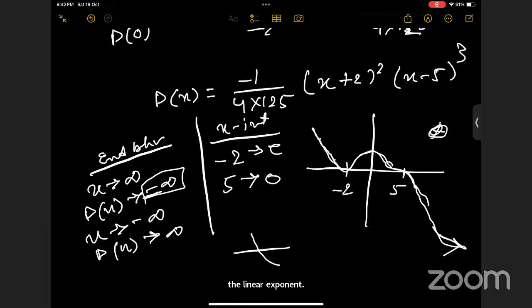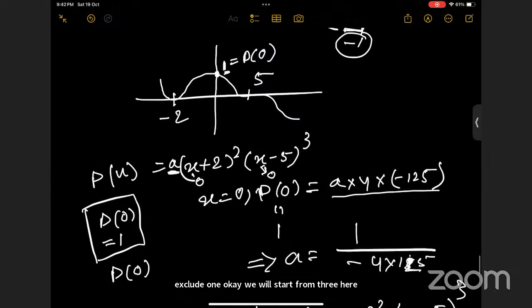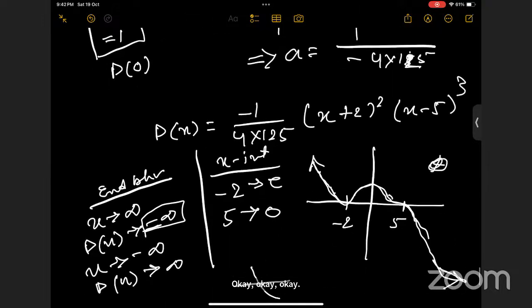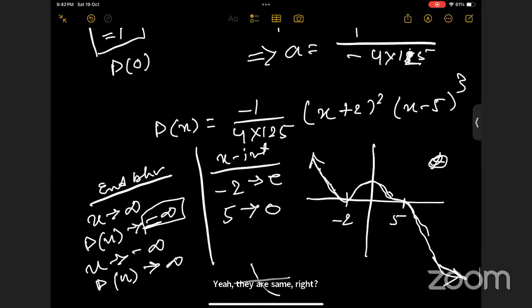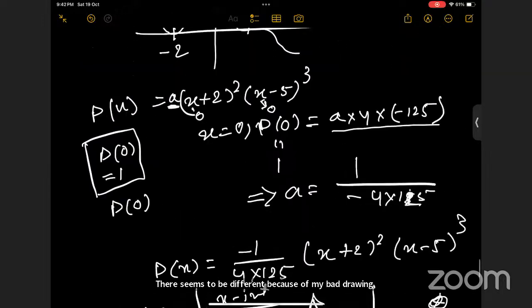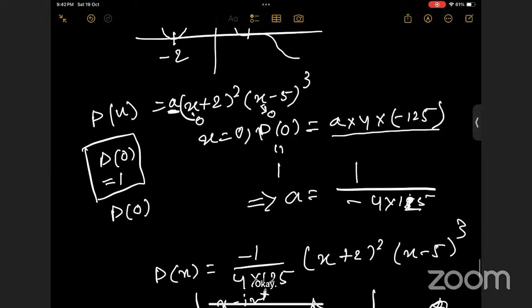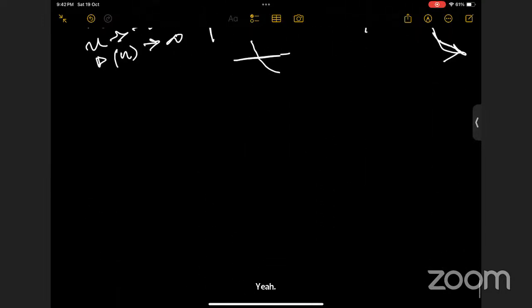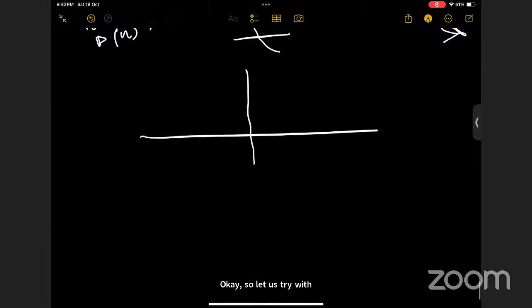Now we can match the graph. Are they same? Yeah, they are same, right? There seems to be a difference because of my bad drawing, but the movement is basically the same. Okay. So let us try another example. I will draw a graph. You have to tell me the equation.